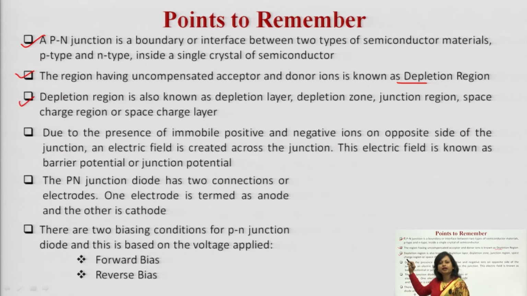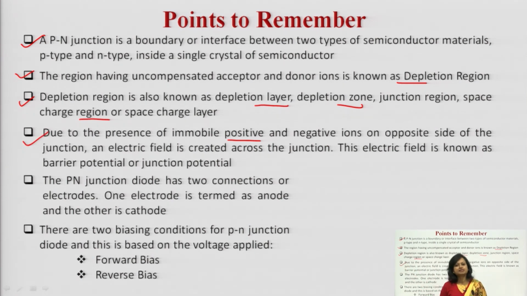Third and very important point, the depletion region is also known as depletion layer, depletion zone or space charge region, because it contains positive and negative ions. Because of the presence of immobile positive and negative ions, a restraining force is set up across the junction which will further stop the diffusion. This is known as the barrier potential. You must remember it, barrier potential.